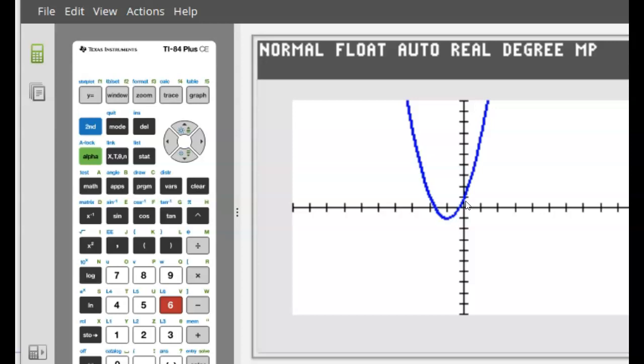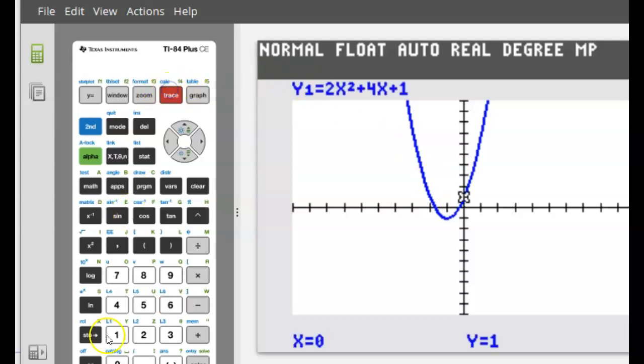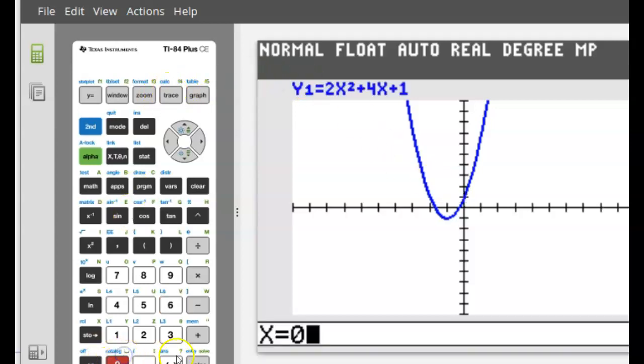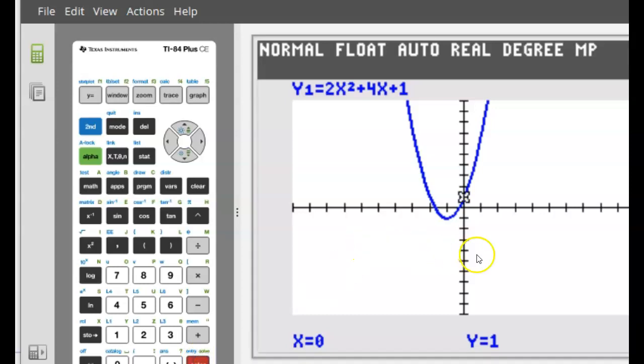Right here it's crossing the y, and I'm pretty sure it's right at 1. How do you check the y-intercept? The x value is 0. So if you just go trace me over to 0 and hit enter, it will tell you the y-intercept, okay? Trace 0, enter, we'll find the y-intercept for you.